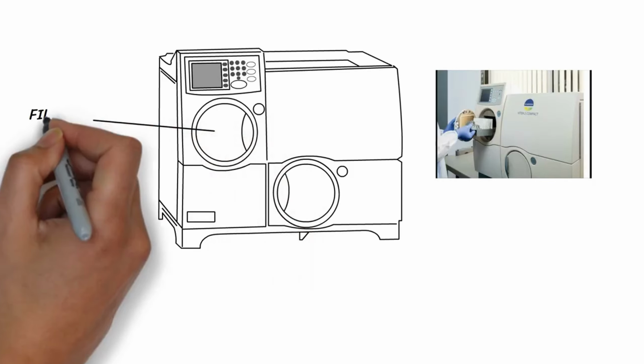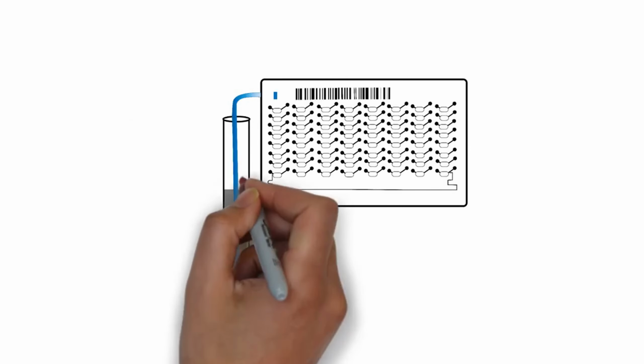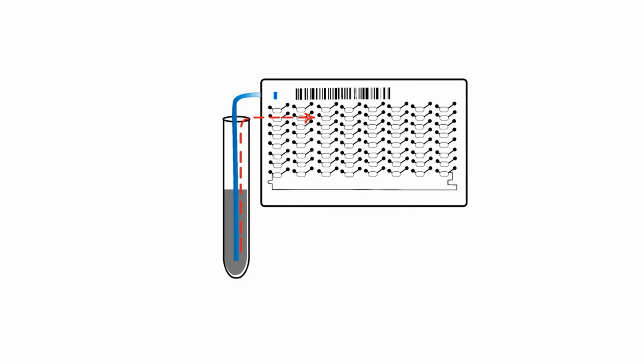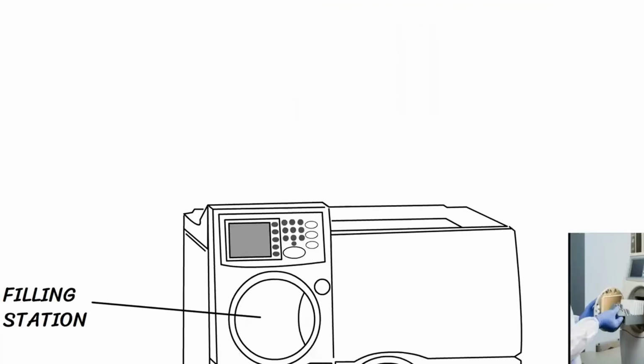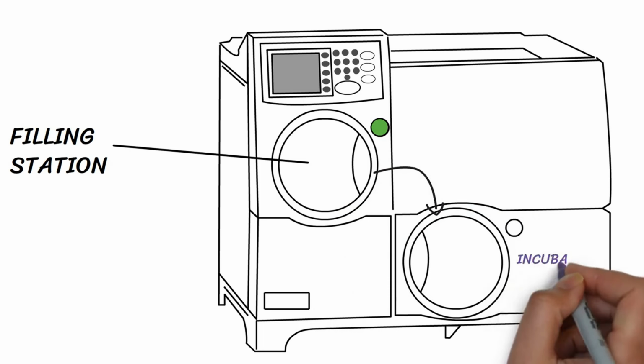Place the cassette into the filling station, a Vitek 2 Compact. The instrument will automatically transfer the suspension to all the test wells of the card by creating vacuum, followed by a positive pressure. Once the transfer is completed, the system will indicate to transfer the cassette by blinking a light. Then, manually transfer the cassette from filling station to the incubation chamber.